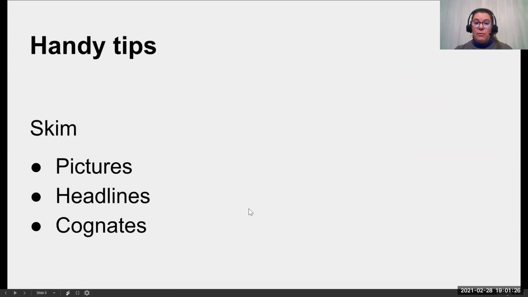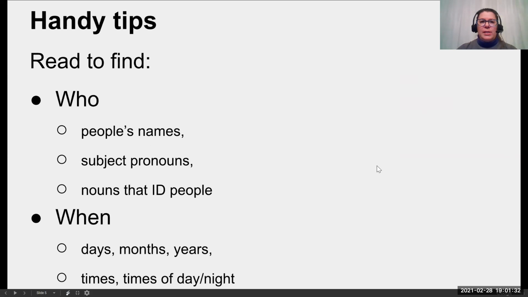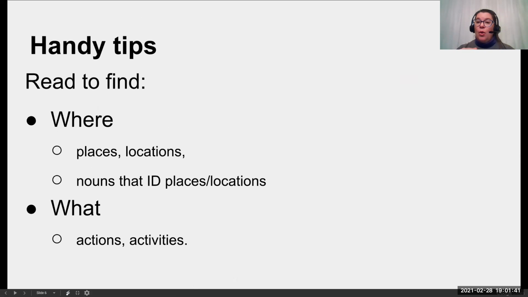So you skimmed. You looked for pictures and headlines and cognates. You scanned. You had some glittering generalities and some vague impressions. At this time, we're going to read for quién, who, cuándo, when, dónde, where, and qué, what. Ready?